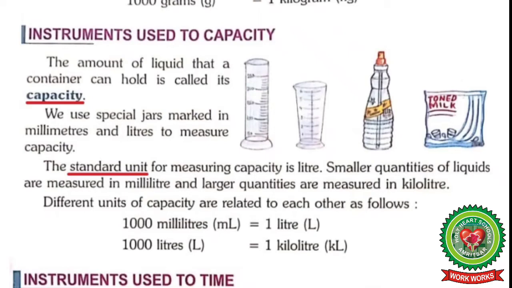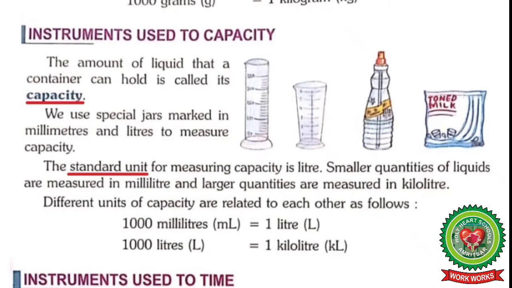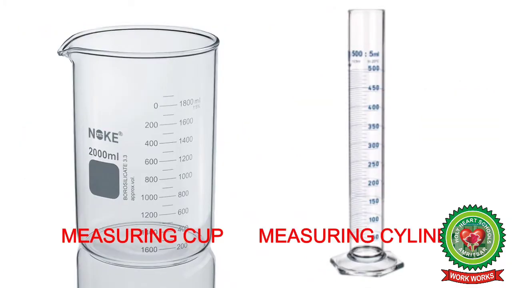measure capacity. The amount of liquid that a container can hold is called its capacity. Underline the word capacity and write down its definition. Capacity of a container is the amount of the substance it can hold. We use special jars marked in milliliters and liters to measure capacity. These special jars are known as measuring cylinders and measuring cups.